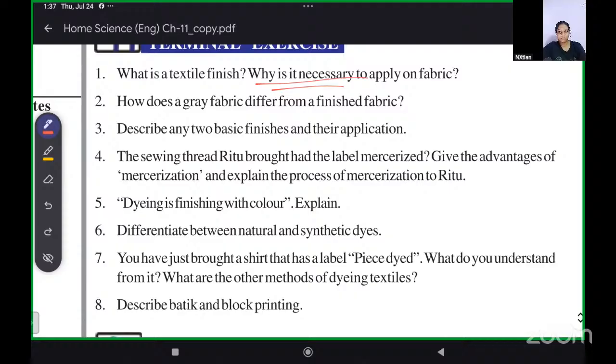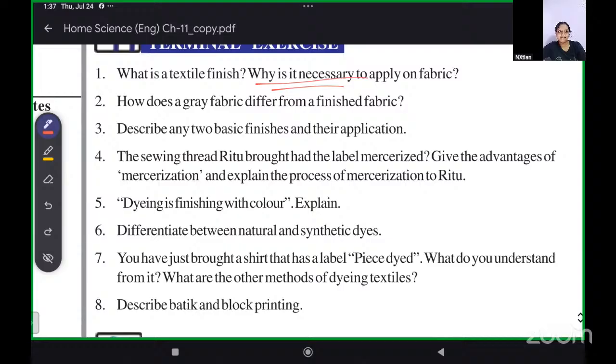Because it looks more dull and gray rather than a finished one. Yeah, more dull. Don't write gray. Okay. Yeah. It just looks more dull in appearance compared to the finished fabric. That's right. You were saying something? Same thing.